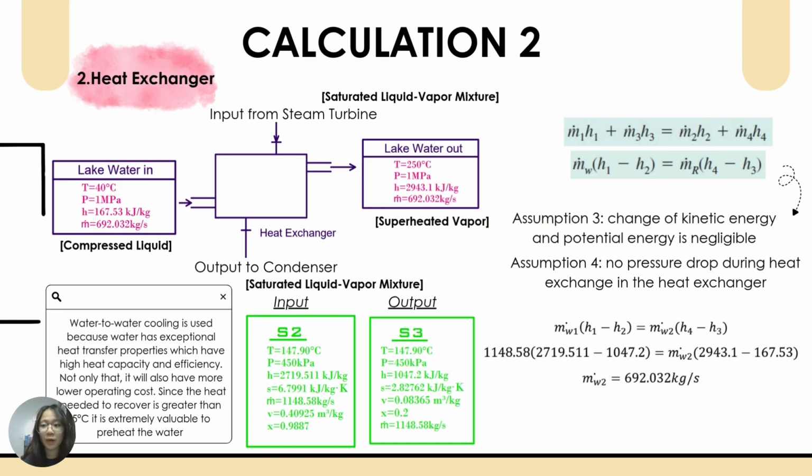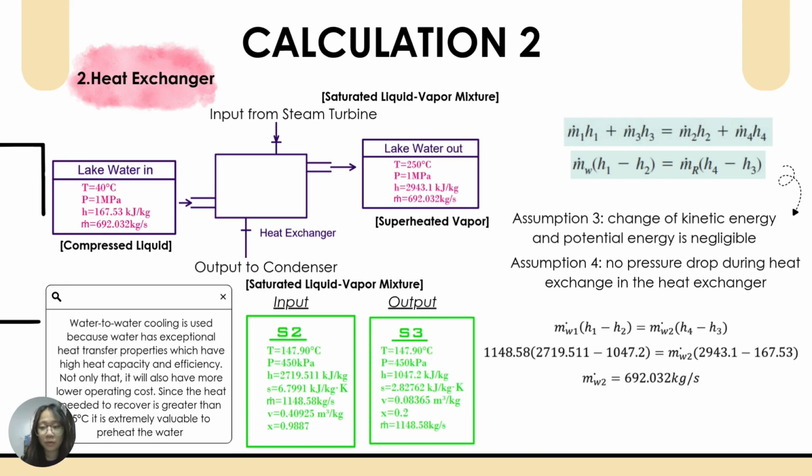For heat exchanger, we are using water cooling as our research. Nuclear power plant system will also use this technique as an intermediate loop. Not only that, it will also have lower operating costs. The purpose we're using heat exchangers in our biomass power plant is to recover the heat, as the heat needed to recover is greater than 5 degrees Celsius. Thus, it is extremely valuable to us to preheat it. In this component, we also made two assumptions, which are kinetic energy and potential energy are negligible and no pressure will drop during the heat exchange process.